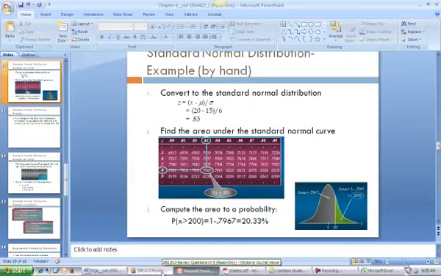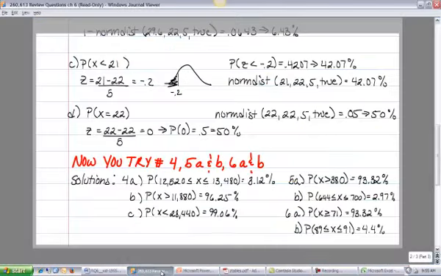Okay, so now I would like you to try questions 4 and 5A and B and 6A and B, following the same methodology. Do them both using the tables and Excel. On the exam, you'll be asked one or the other, but it's best to practice doing both from the beginning.